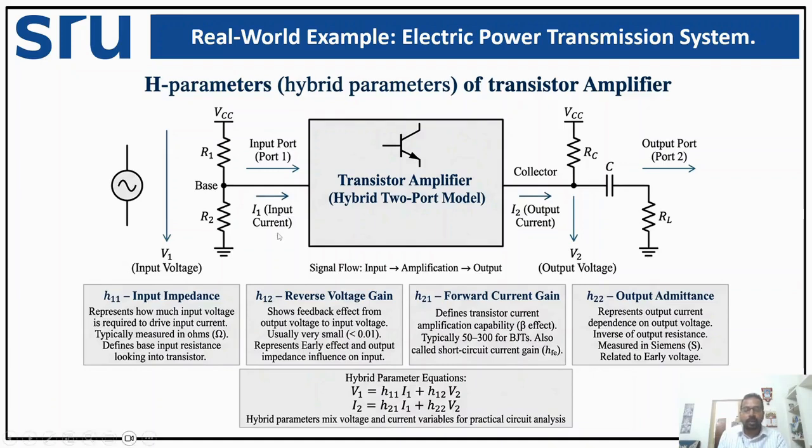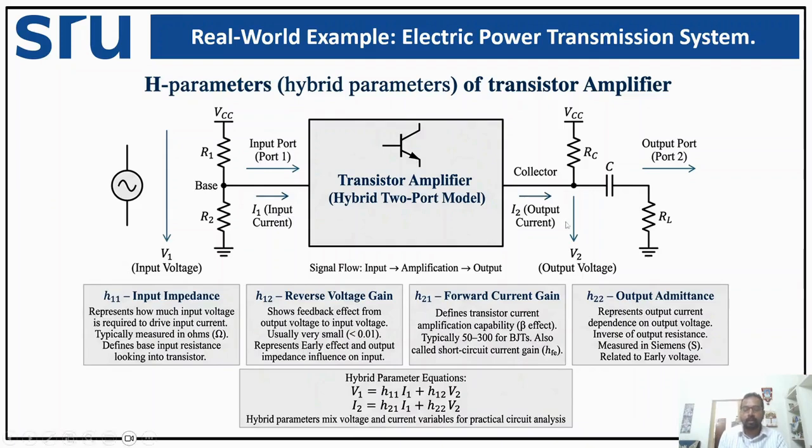If you look at the input port, that is port 1, we define V1 as the input voltage and I1 as the input current. The biasing resistances R1 and R2 set the operating point, but for small signal analysis, we focus on incremental behavior around the Q point. This is important because our H parameters are small signal parameters, not large signal.